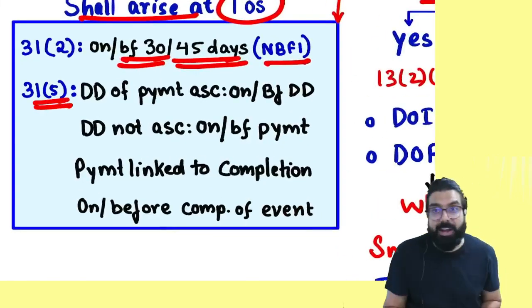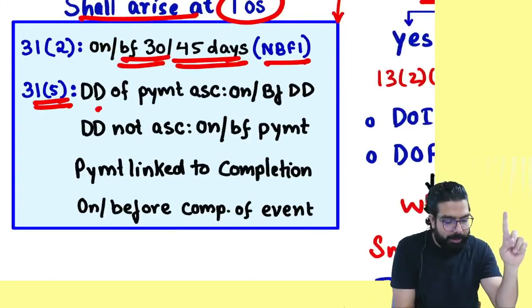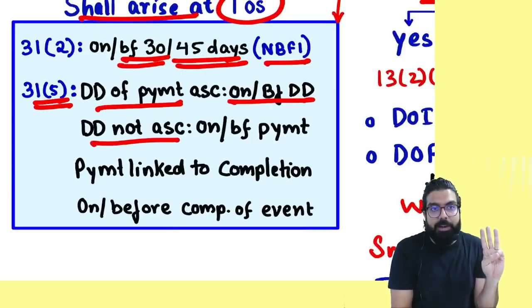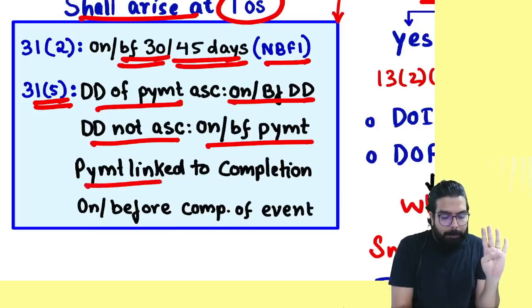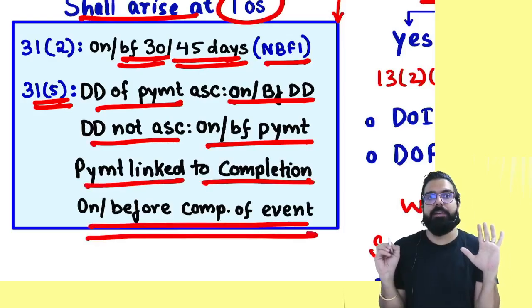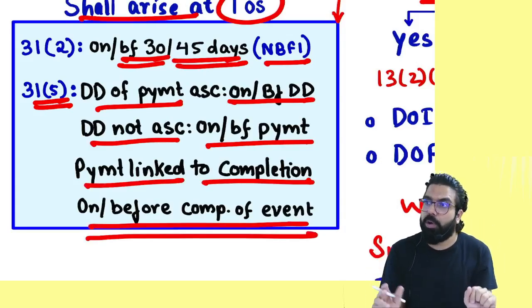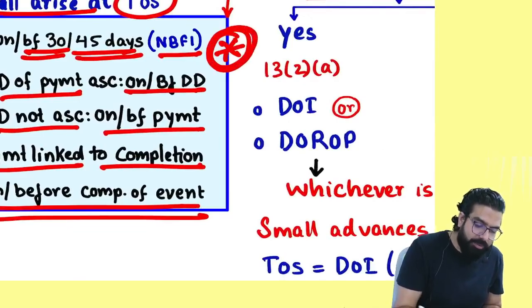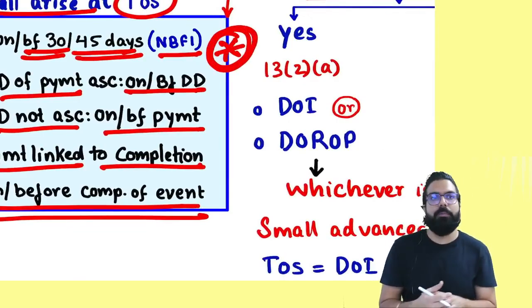Sir, in case of continuous supply of service, if the due date is ascertainable, on or before the due date. Due date not ascertainable, on or before payment. Payment linked to completion, on or before completion of the event. Can I go ahead, everyone? Remember, this is very, very important from the exam point of view. In case of services, they generally ask about time of supply.